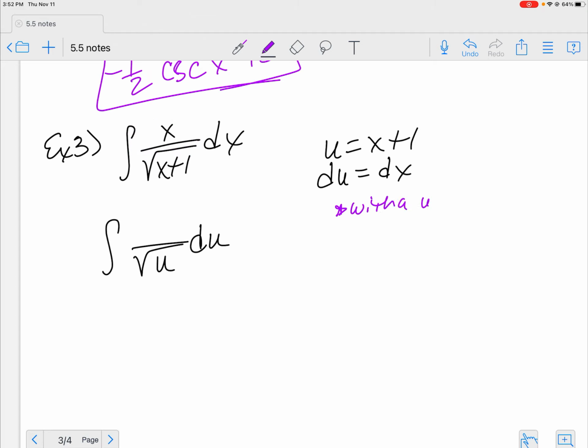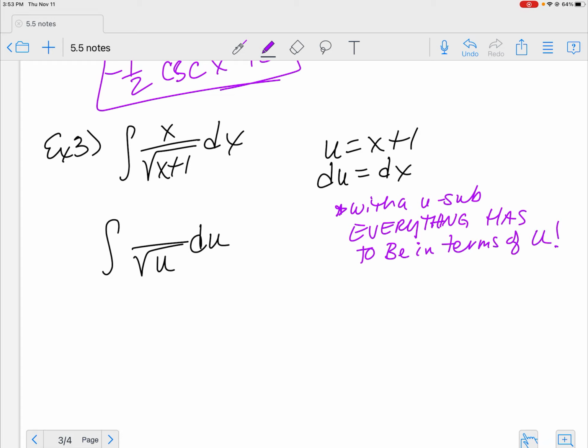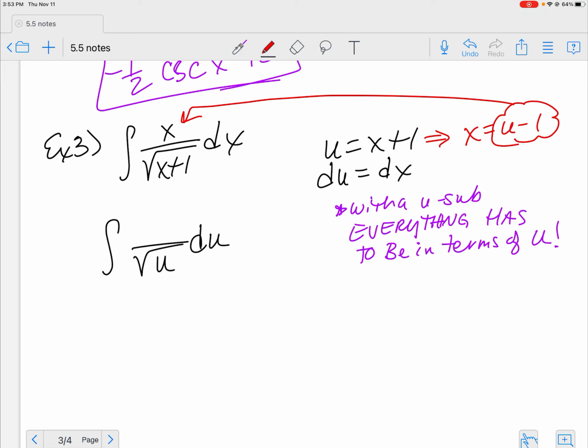With a u sub, everything has to be in terms of u. Everything has to be in terms of u. So, no problem. Look at how we can solve this little linear equation. If you subtract 1 from both sides, x is now equal to u minus 1. And x can be replaced with u minus 1.